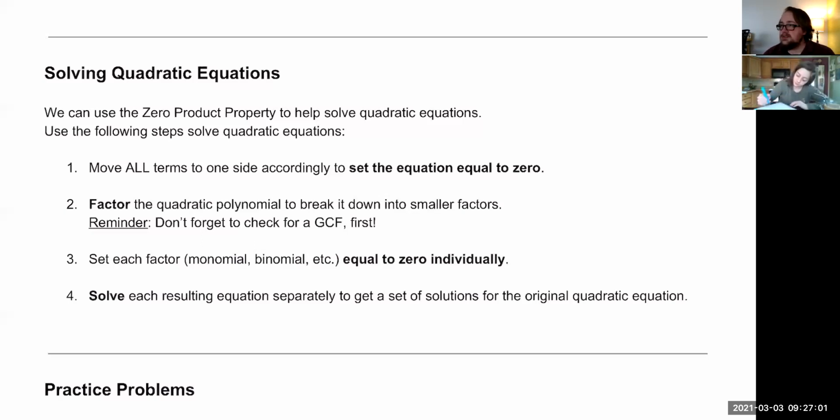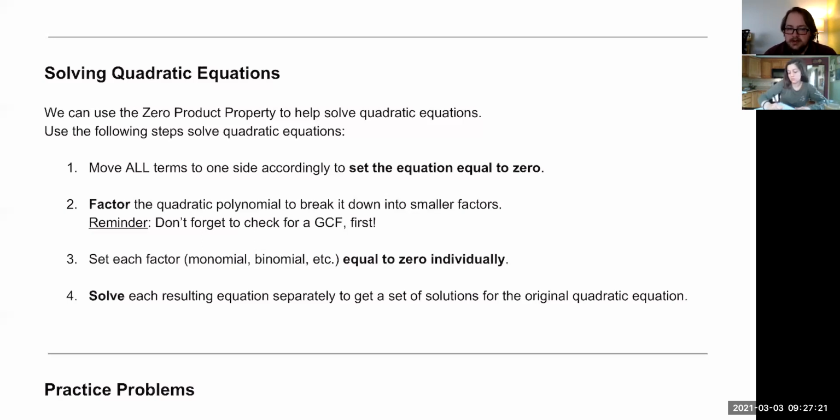Set the equation equal to 0. The zero product property will be of no use to us if your equation is not equal to 0. So sometimes that'll be done for us. Sometimes we're going to have to move some terms from one side to the other, but those are things that we've done before in previous units.